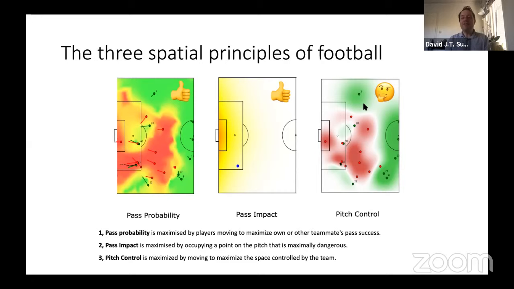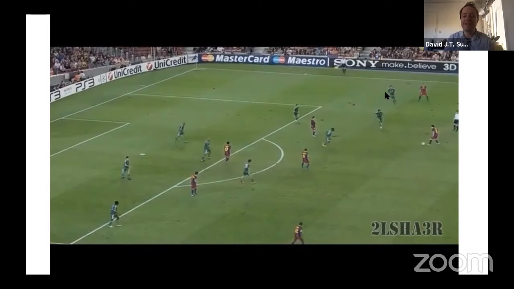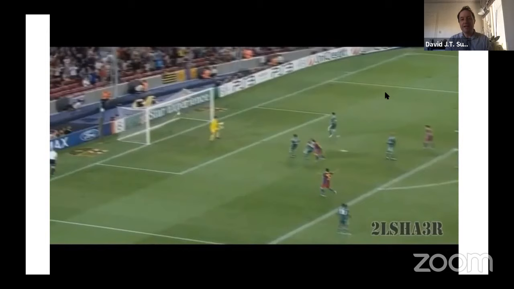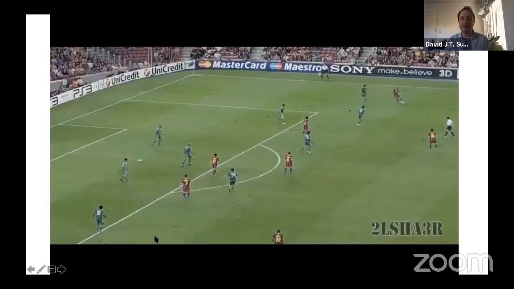So how do we do that? Well, for pitch control, I'm going to start with an example from Barcelona, because this is one of the things that I described in my book, Soccermatics, which Patrick mentioned at the start. This is a goal from Barcelona. If I go, I'll show the goal one more time. I don't know how well these videos are coming out, but this is a goal from Barcelona.